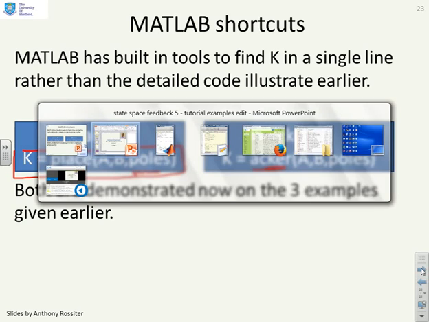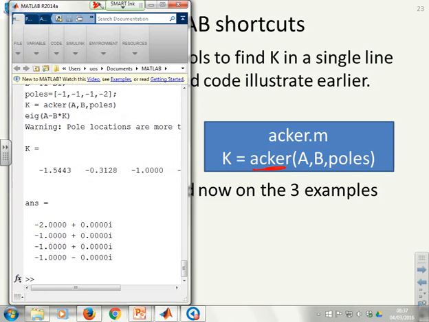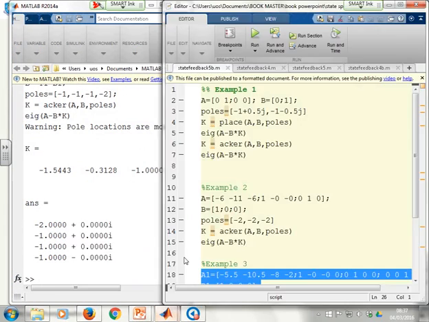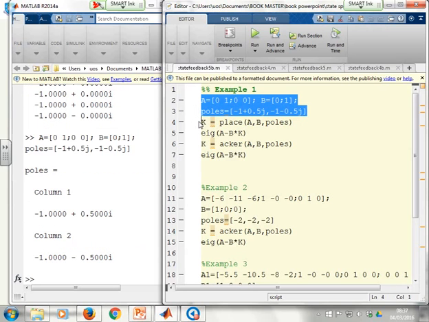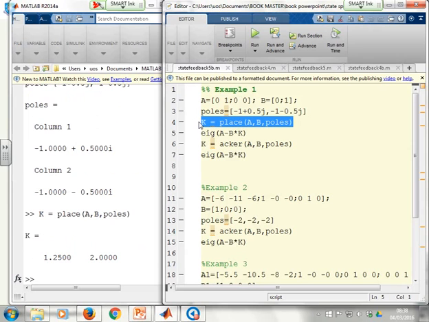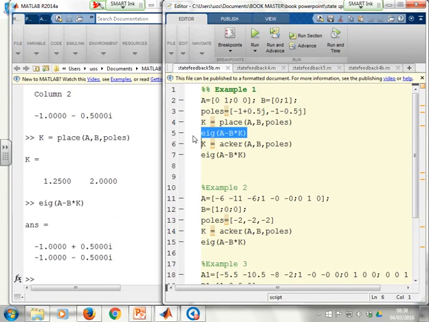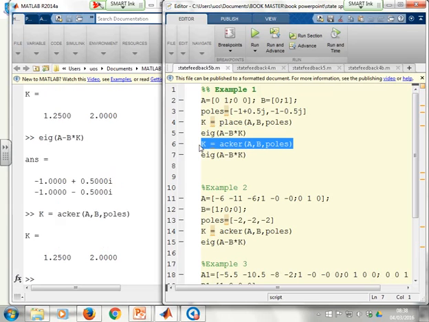So if we just skip over to MATLAB, we'll demonstrate these two commands. You can see with the first example, I've entered A, I've entered my desired poles, and then I've said place the poles and what's the corresponding k. And there you can see down here 1.25 and 2. That's the k that we got when we did the worked example earlier. Alternatively, you can confirm here that it's worked. The poles are -1 plus or minus 0.5 as expected. Alternatively, you can use the Ackermann command, which looks the same, and again you see it works.